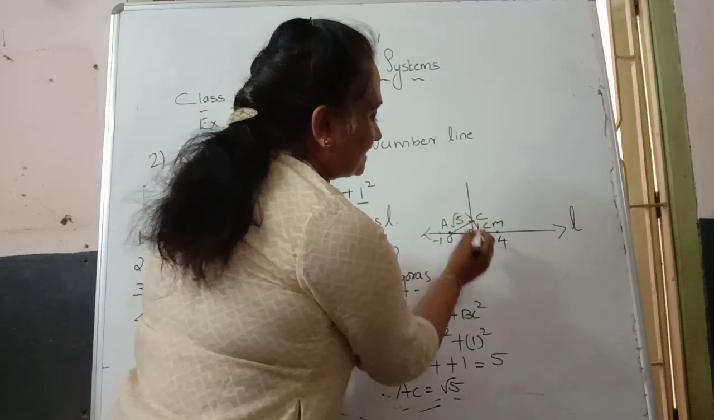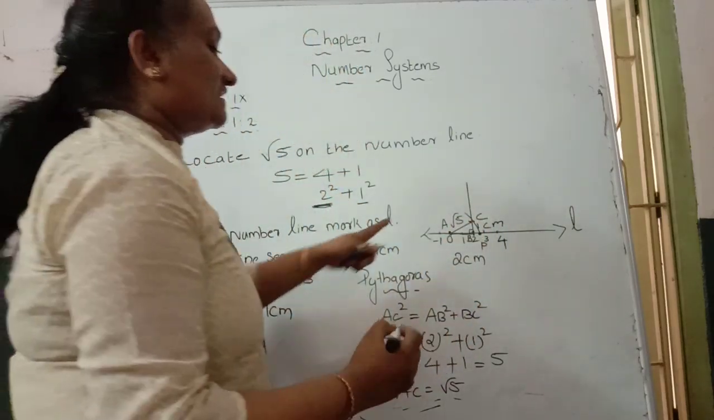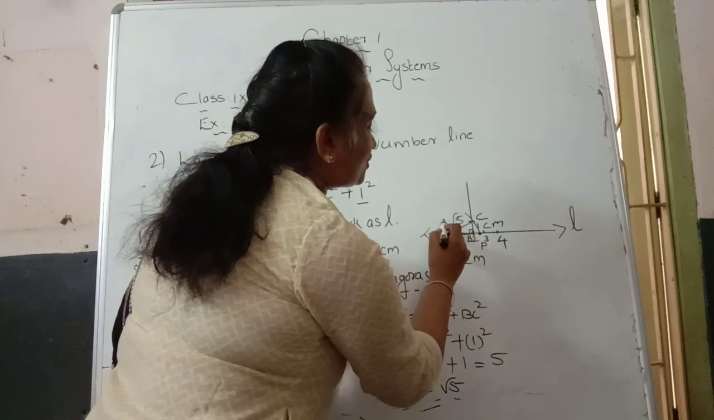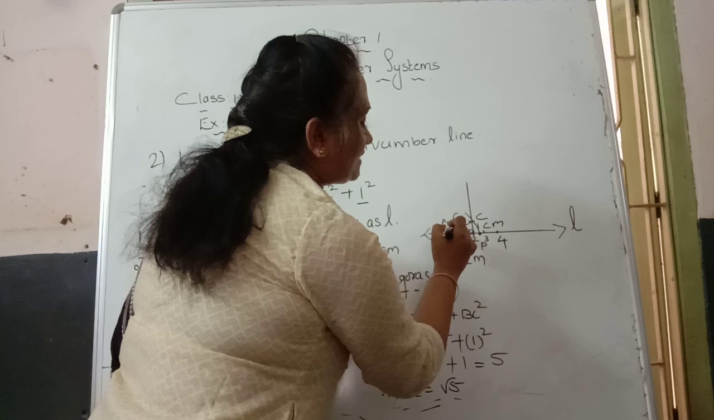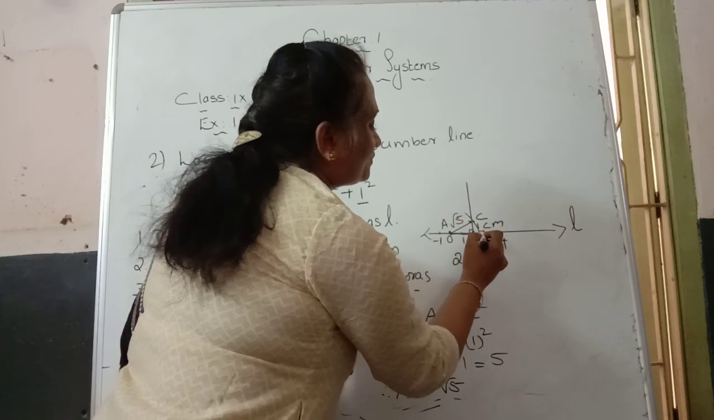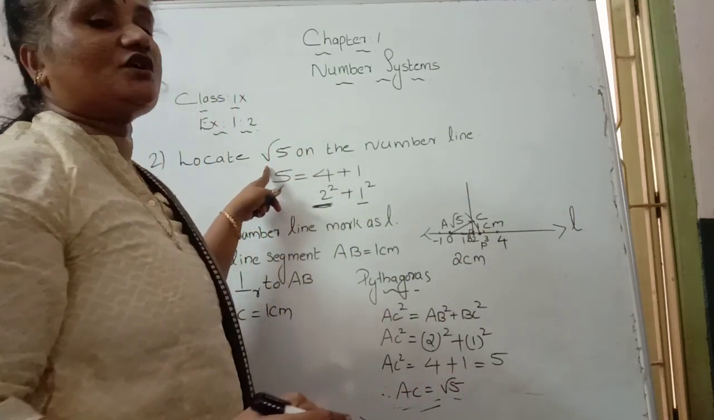That arc cuts our line L, and the cutting point you name as L. That's why we can say A2. Here we mark the 0 place, and 0 we give the name A. So what is the A2P distance? That represents our root 5.